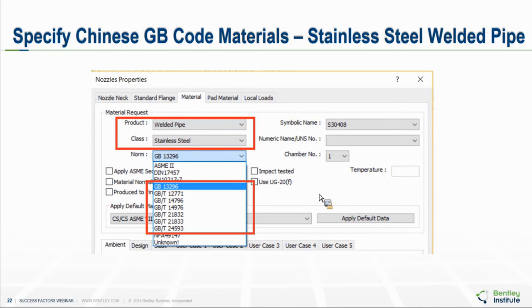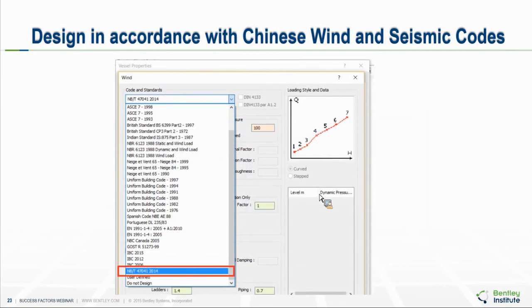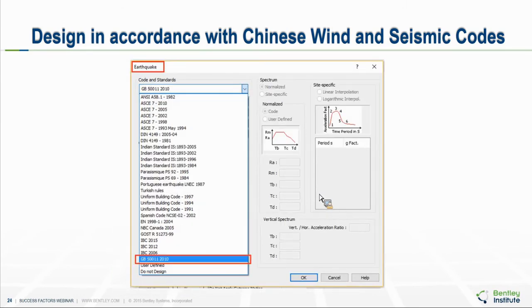You can specify materials for stainless steel welded pipe as well. So from the drop down, we select welded pipe class stainless steel, and you have the option of selecting stainless steel welded pipe. Let's see what options we have. You can select GB 13296, GBT 12771, 14796, 21832, 21833, and 24593. You can design based on the Chinese wind code NBT 47041 2014. And you can also design as per the earthquake or the seismic code 50011 2010.